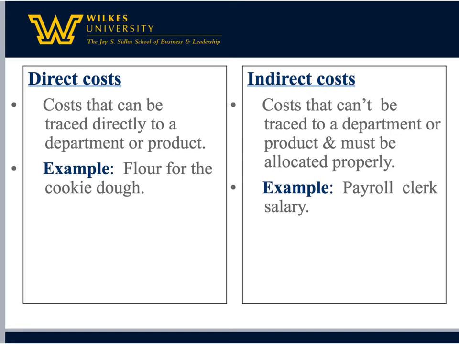We talked about this. So for example, flour for the cookie dough. But the indirect cost, one of those can be the payroll clerk. And the indirect cost might be part of the payroll clerk, which hits the manufacturing products, and it hits the sales and administrative, the things that we called regular period costs. So you really need to know what the cost is being used for.